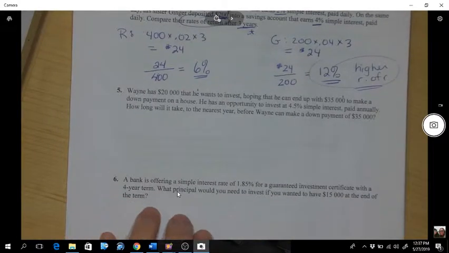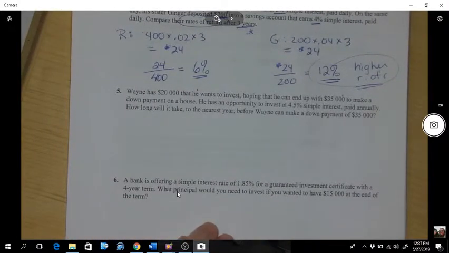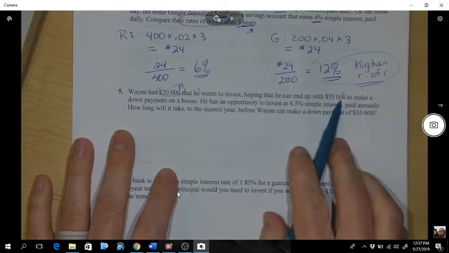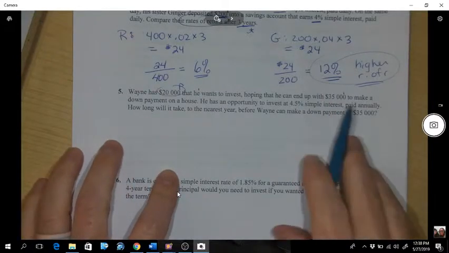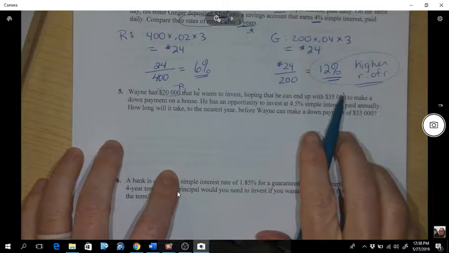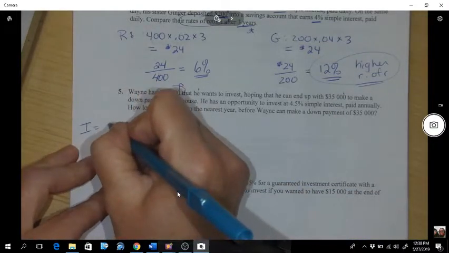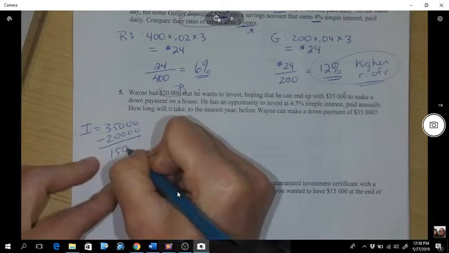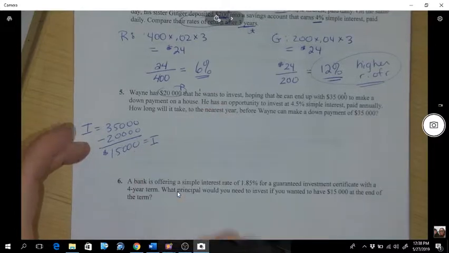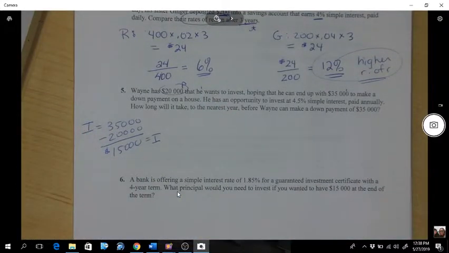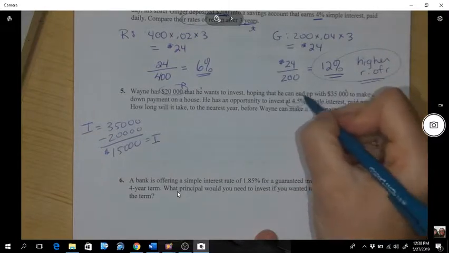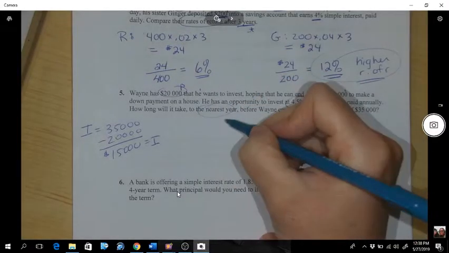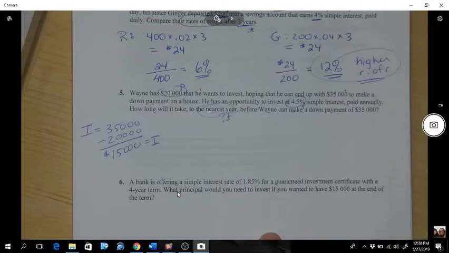Number 5, Wayne has $20,000 he wants to invest. That's a principal, hoping to end up at $35,000. So $35,000 is not part of our formula, but it can help us get our interest. Because he wanted to end with that and started with that. So he wants to end up with $15,000 of interest. So here's his rate. How long will it take?